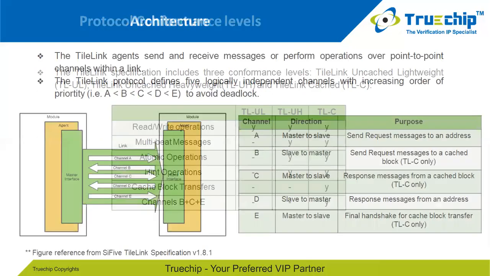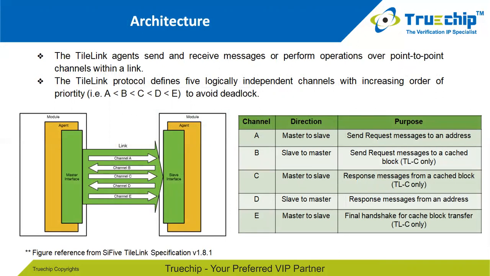Now, we'll see the architecture. This is the TileLink architecture. Here, you can see in the figure, the agents are connected through a link. The TileLink agent sends and receives messages or performs operations over point-to-point channels within a link. The TileLink protocol defines 5 independent channels over which messages can be sent by the agents. The table shows the direction of each channel along with the purpose. Channels A, C, and E send messages from the master to the slave, and channels B and D are used to send the request and response messages from slave to master.